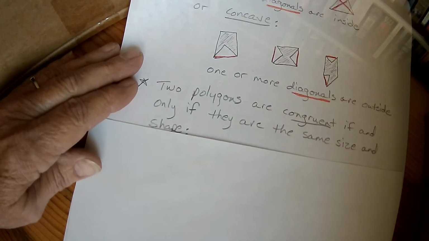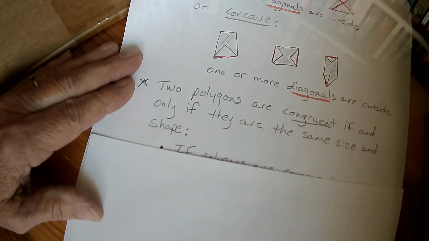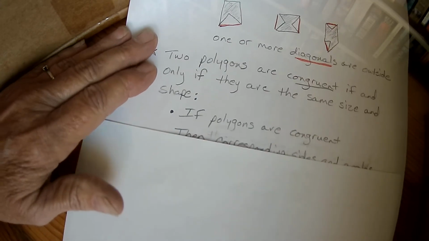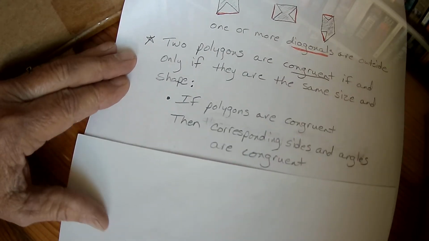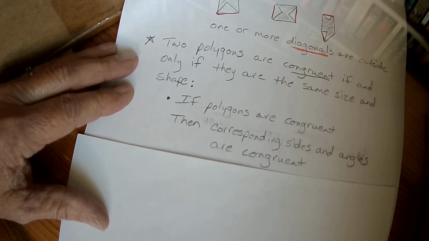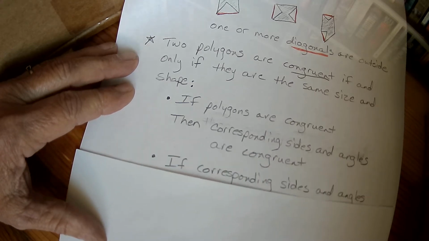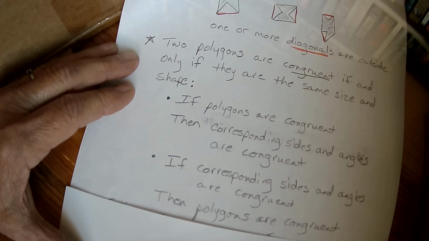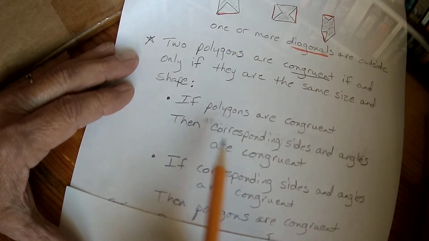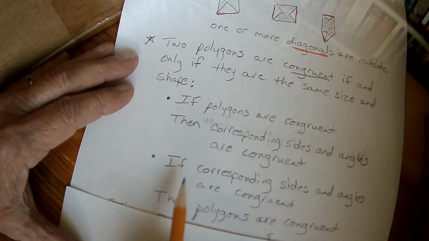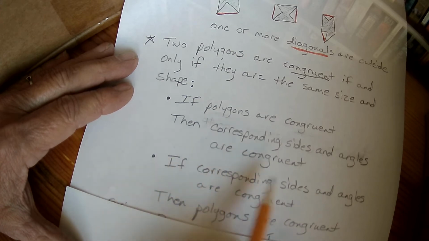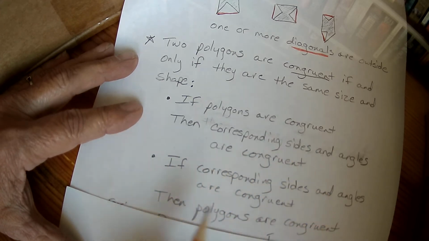Two polygons are congruent if and only if they are the same size and shape. If polygons are congruent, then their corresponding sides and angles are congruent. And also, we can say that the converse of that statement is true too. If corresponding sides and angles are congruent, then polygons are congruent.